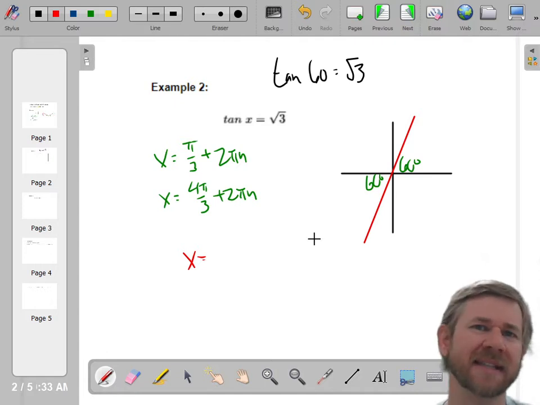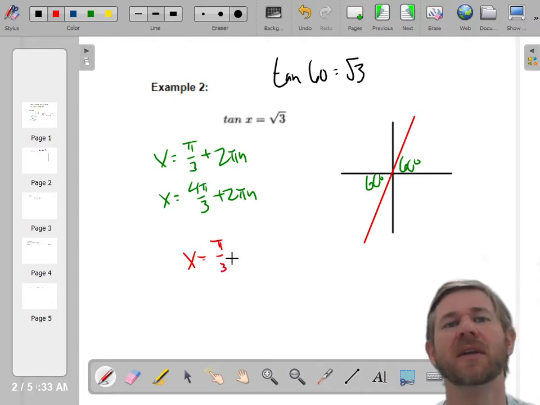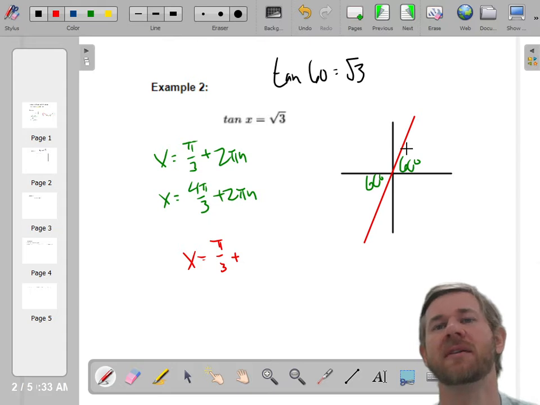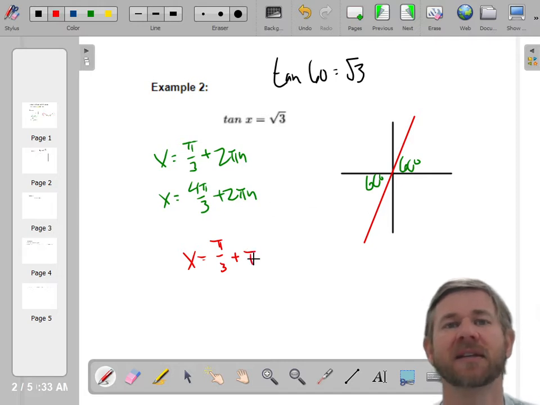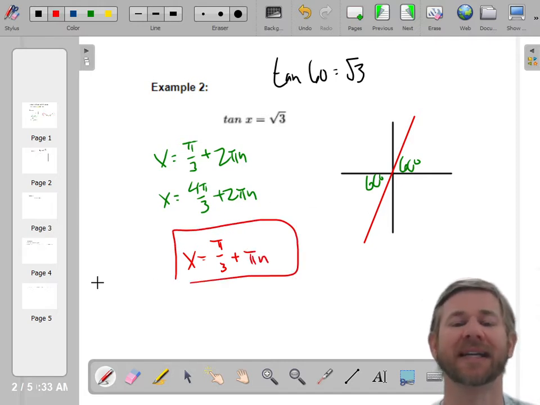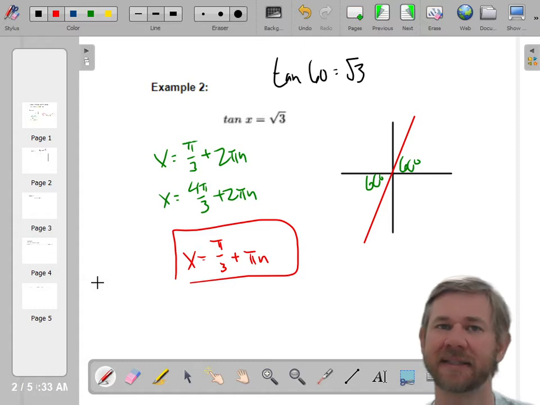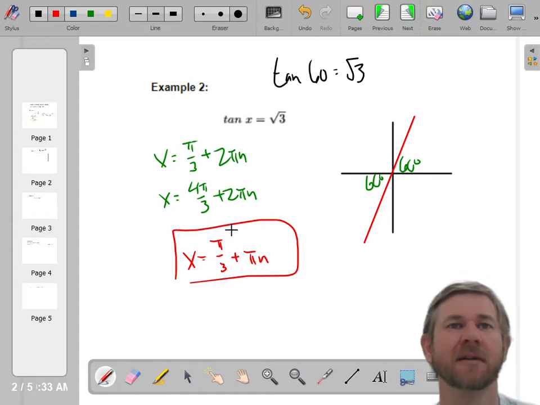So another way of saying this would be start at pi over 3, but instead of going all the way around, just pick up this guy along the way. Just add pi, and then add pi, and then add pi. So I'll say plus pi n. That is our condensed version of the statement. I want you to try this, but if you can only get here, that's okay. This is just more of a thought experiment.